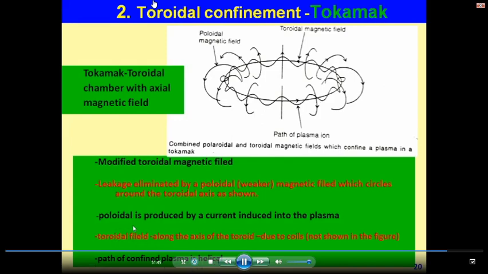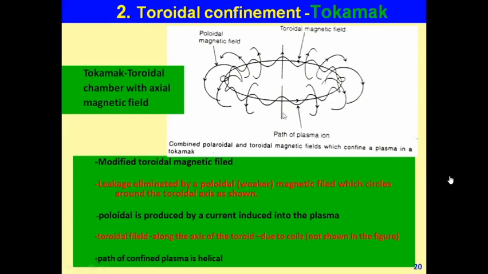Here the poloidal magnetic field is produced by a current induced in the plasma. That is another thing. The toroidal magnetic field we know how it is produced, as in the previous picture. But this poloidal magnetic field is induced, that is this magnetic field is induced by a current in the plasma. You will be inducing a current in the plasma, and that current will produce this magnetic field. And that is the idea of toroidal confinement using the tokamak.